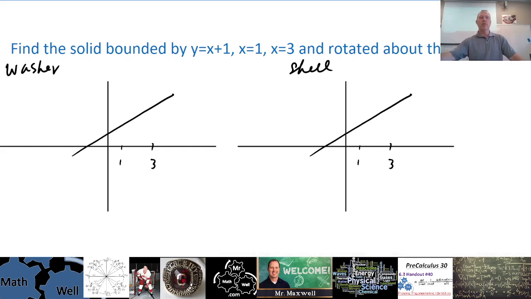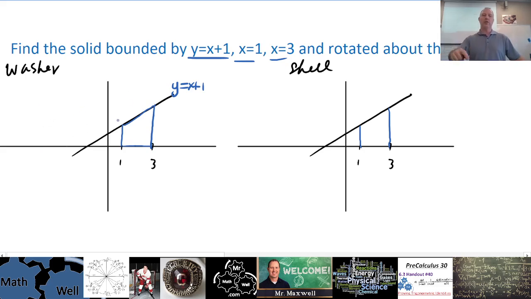So if we were to find the solid bounded by y equals x plus 1, which would be this line, x plus 1, let's say, x equals 1, and x equals 3, and obviously the x-axis as well. I didn't write that, but it's the x-axis as well. So we've got this shape going on here. And we wanted to rotate this solid around the x-axis. So this is the other side of it. We're rotating this around. Now, the washer method.